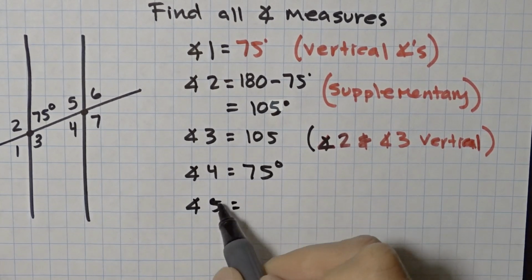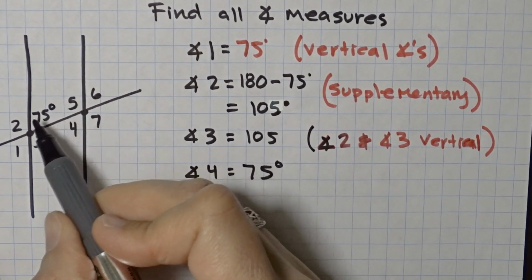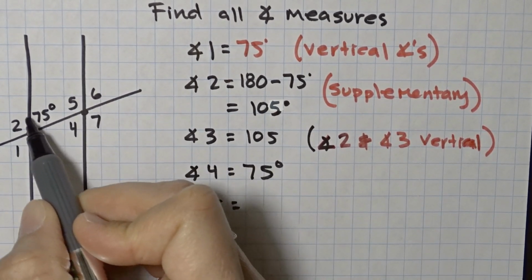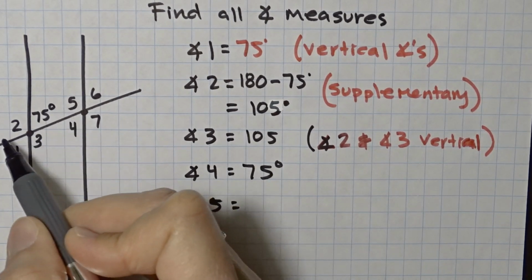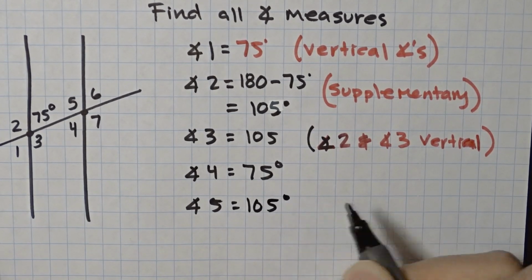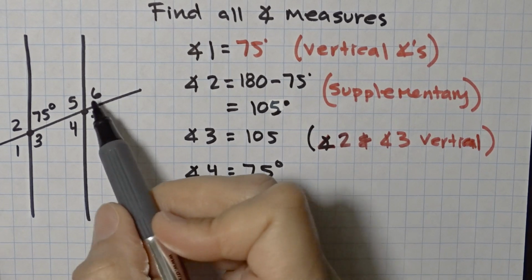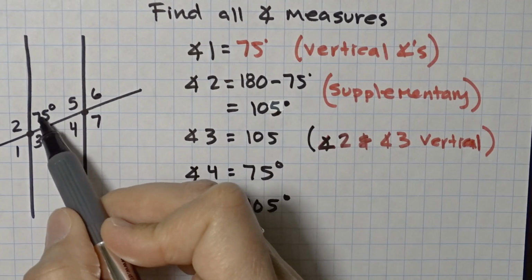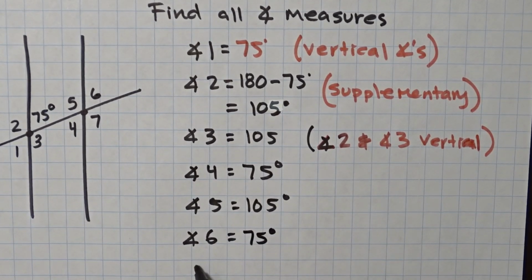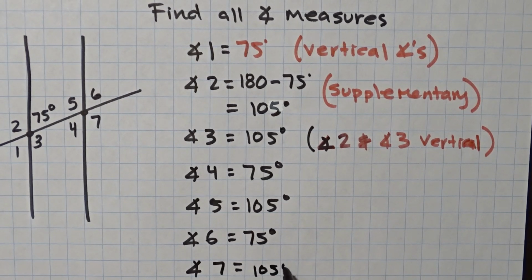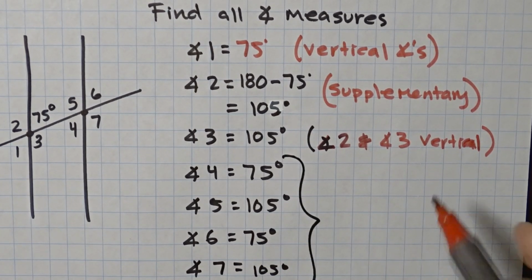Angle 5. Angle 5 is corresponding to angle 2. 5 is in the upper left corner of this intersection. 2 is in the upper left corner of this intersection. They are corresponding angles, so they are also congruent to each other. So this one's 105. Angle 6 is corresponding to 75. Upper right corner, upper right corner. Corresponding angles. And angle 7 corresponds to angle 3, which we knew was 105. So all of these, we are using corresponding angles.